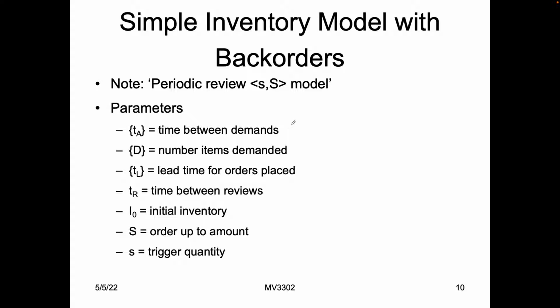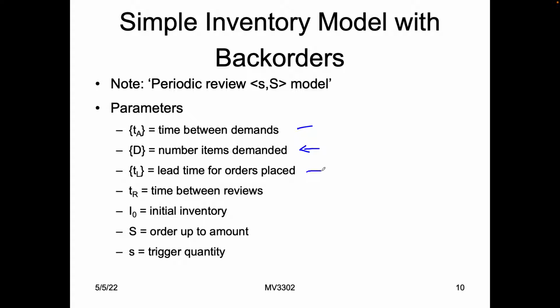Okay, parameters. There are actually quite a few. First, we have the time between demands, which is sort of like an arrival process. In addition to that, we have the number of items demanded. In implementation, this would typically be a discrete random variable, because each one is going to be different.